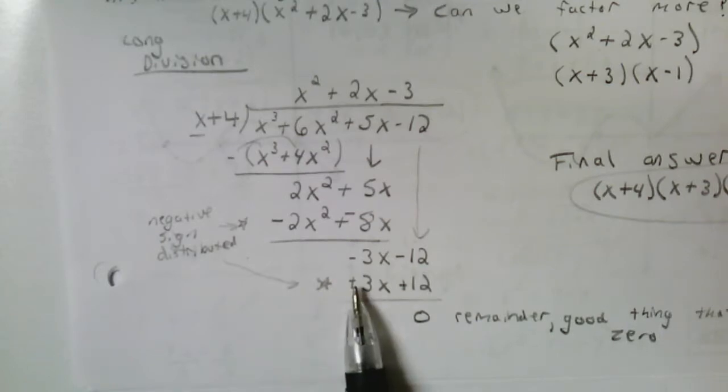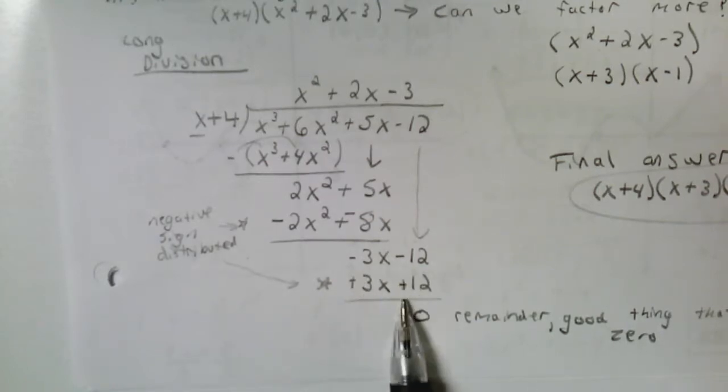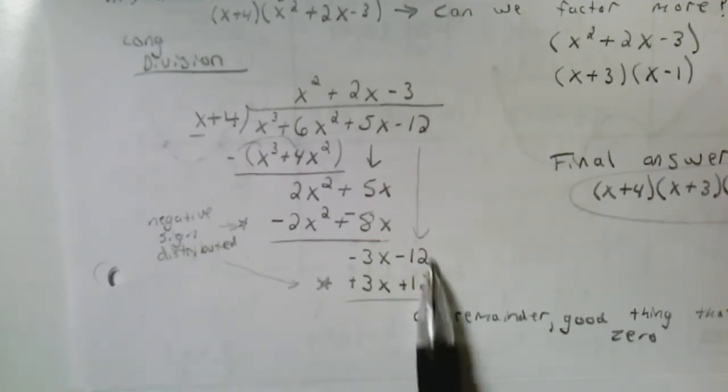Then again, similar to up here, I went ahead and distributed a negative sign. So it turned it into a plus and a plus, because these were both negatives to begin with. And when I subtract a negative, it actually becomes a plus. Added these together and I got a remainder of 0.